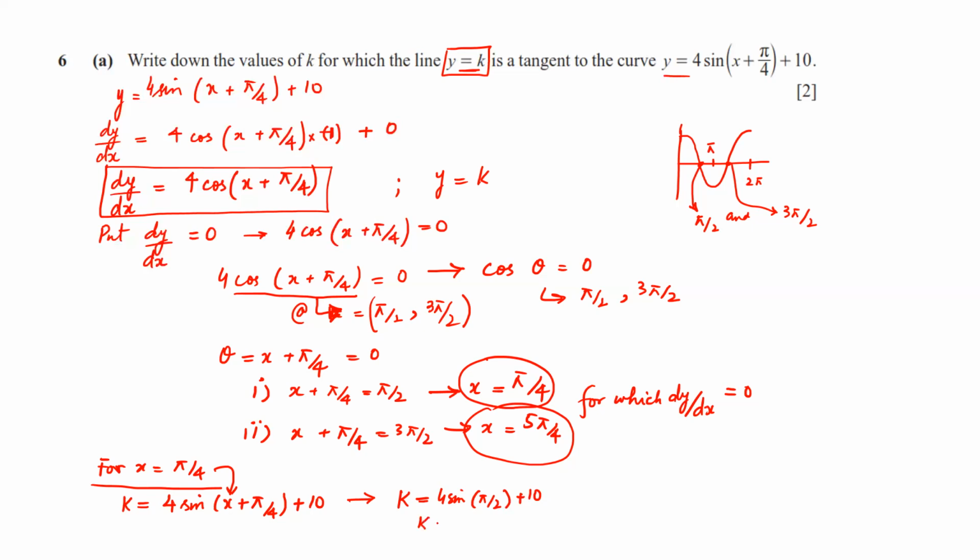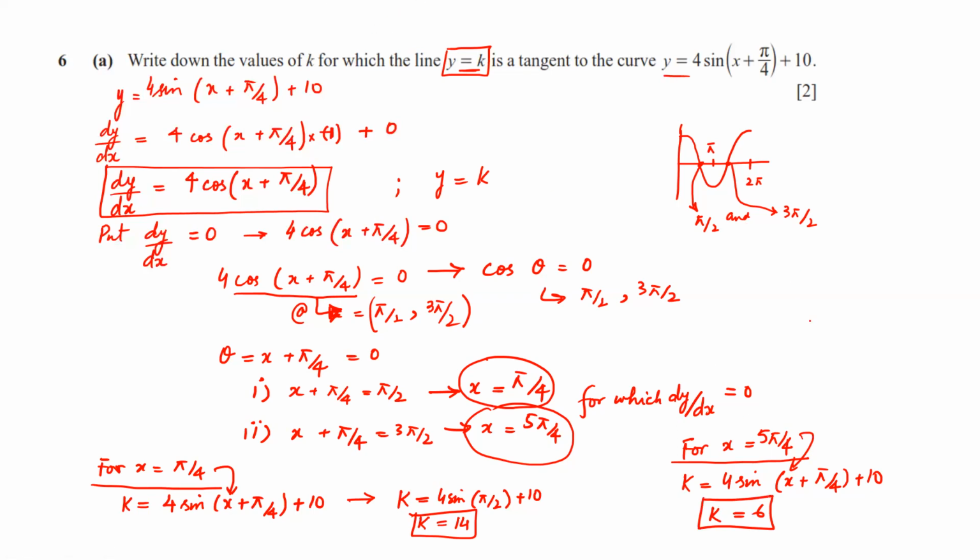And this gives us the value k is equal to 40. This is our first value of k. And similarly, for x equals 5 pi by 4, we will get k is equal to 4 sine of x plus pi by 4 plus 10. So if we put x equals 5 pi by 4 here, this gives me k is equal to 6. Okay, so write down the values of k. The values of k are 6 and 40.